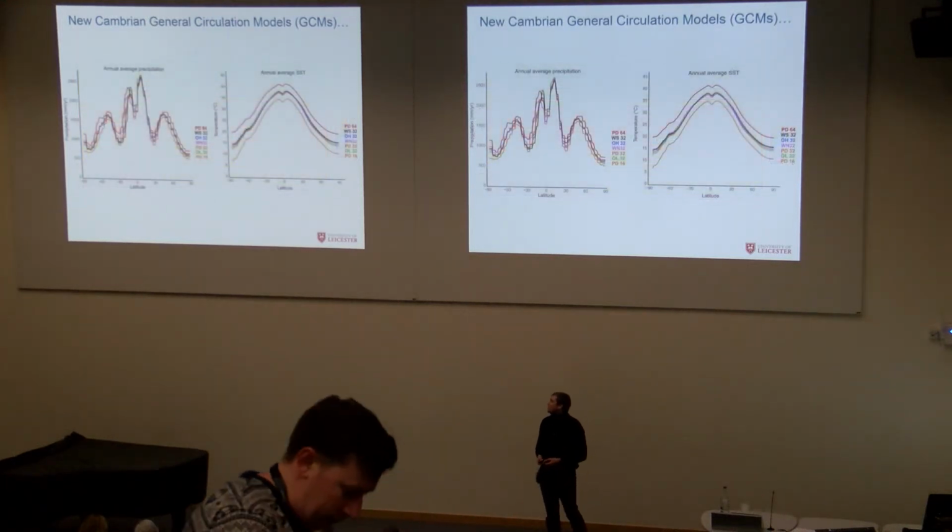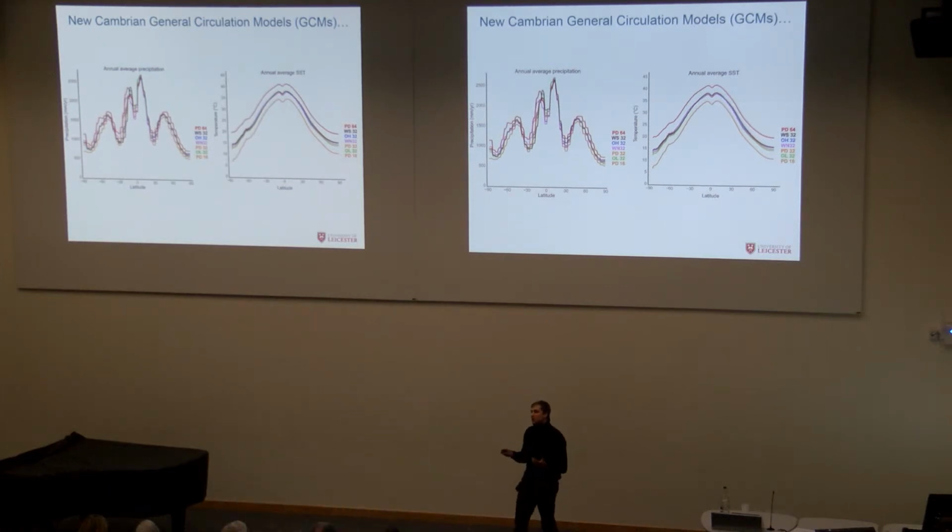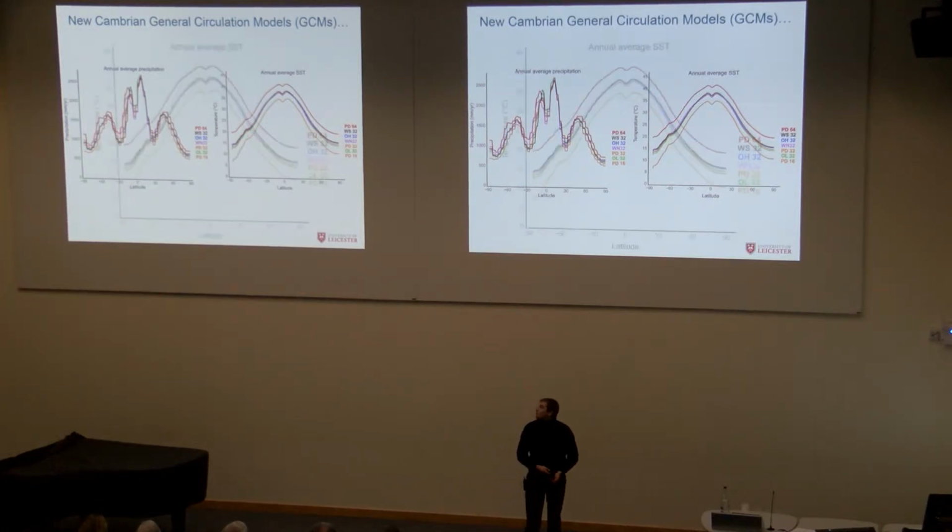So how do we work out which is the most appropriate level to go at? How do we choose the most appropriate greenhouse gas level here? Well, we can look at the latitudinal variation of each model, and we can see that although precipitation doesn't seem to change very much, there is a range of temperatures between the different models.